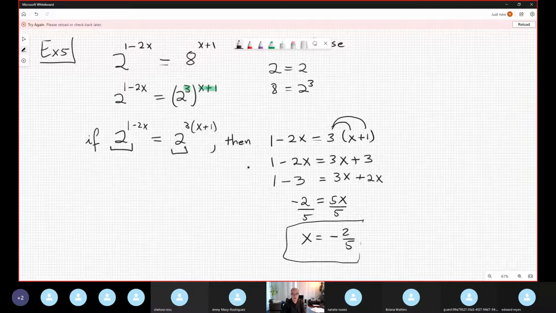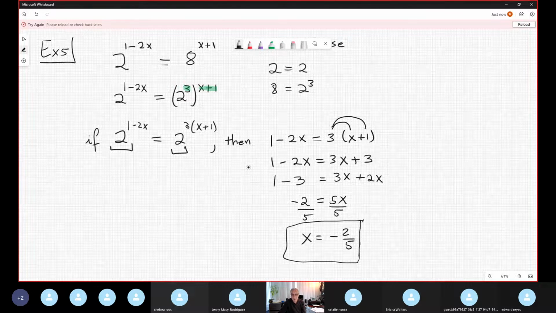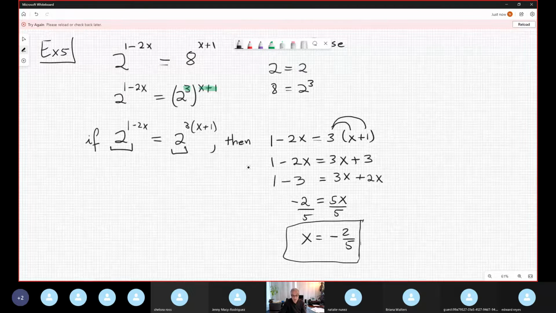And the variable in the exponent may be any real number, since the domain is all real numbers. So it may be positive, maybe negative, maybe 0. No restriction, no problem.